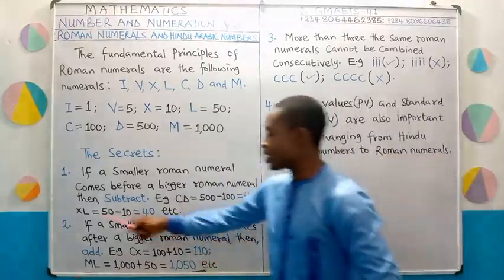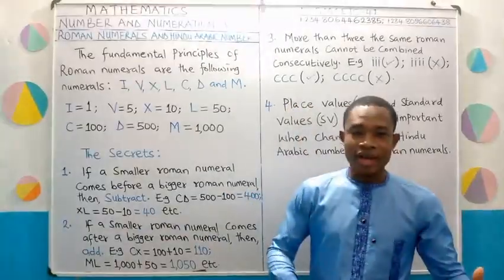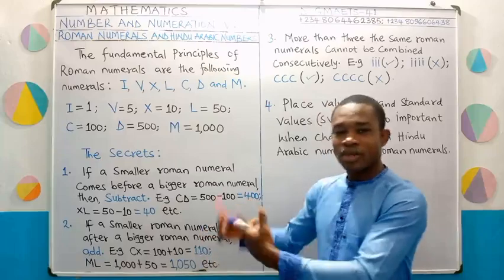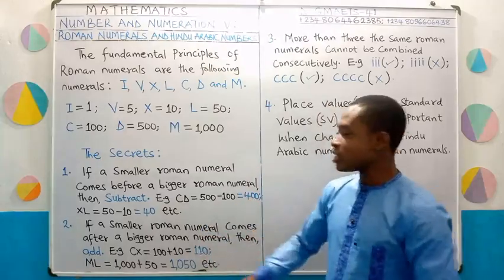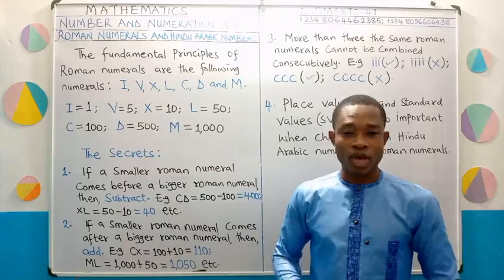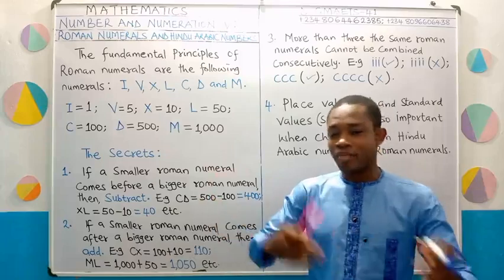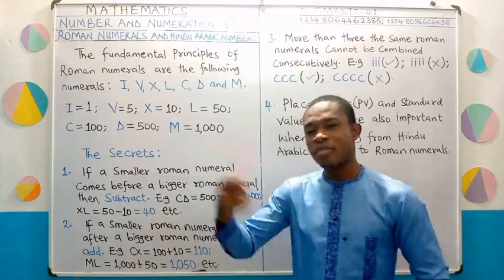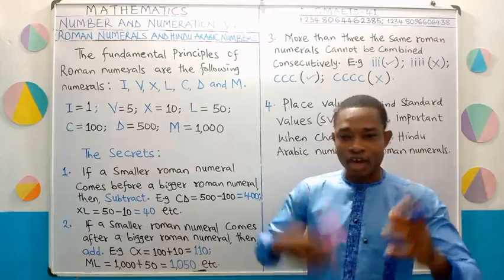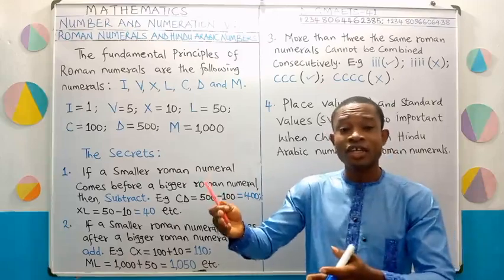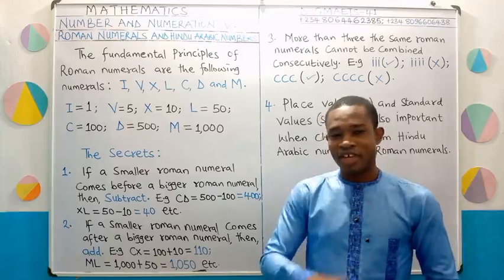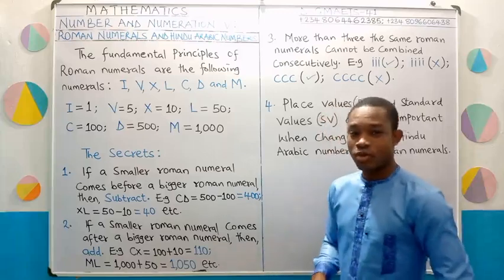Look at another example, XL. X is 10, L is 50. X, which is 10, appears before the bigger numeral, which is L. So you're expected to do what? Subtract. You do the bigger one, which is L, 50, minus the smaller one, which is X, 10. And 50 minus 10, you get your 40 there. There are many more. What about IV? You know, I is 1, V is 5. I comes before V. So 1 comes before 5. And so you're expected to subtract to know the value of IV. Don't forget this secret number 1. Very important. We move on.